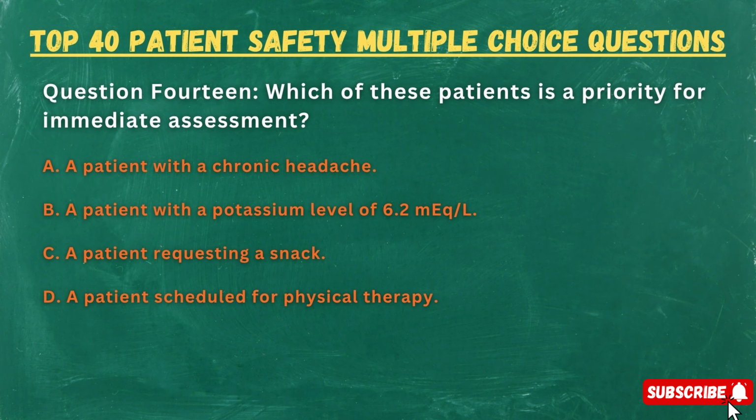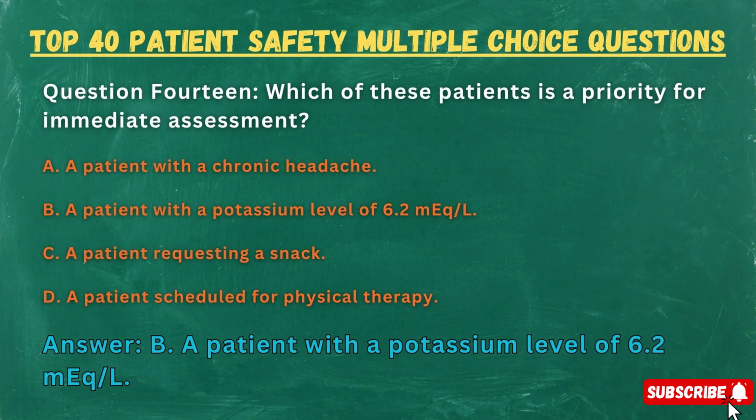Question 14. Which of these patients is a priority for immediate assessment? A. A patient with a chronic headache. B. A patient with a potassium level of 6.2 milliequivalent/L. C. A patient requesting a snack. D. A patient scheduled for physical therapy. Answer. B. A patient with a potassium level of 6.2 milliequivalent/L.